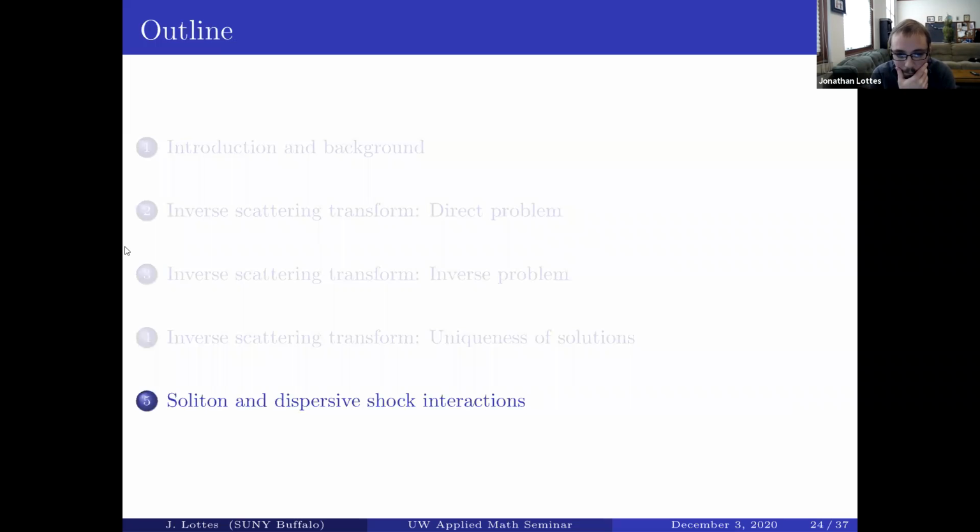Okay, so up till now, we've been talking about the inverse scattering transform. And so we've got this formulation. And the inverse scattering transform lays the groundwork for doing long-time asymptotic studies of solutions. And so now we'll talk about what solutions look like in this class of potentials. What kinds of behavior can we see?